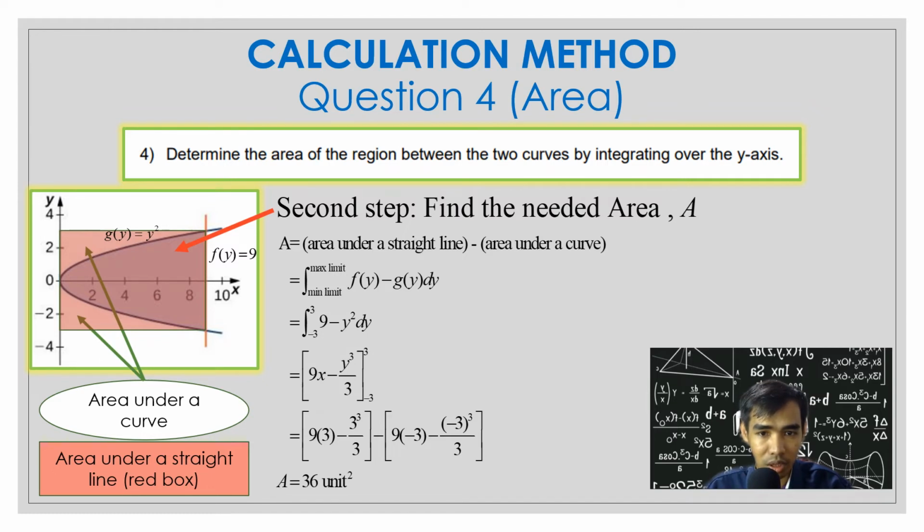After that we substitute the values: the integral from negative 3 to 3 of 9 minus y squared dy. This equals 9y minus y cubed over 3, evaluated from negative 3 to 3. Substituting the values, we get 36 unit squared.